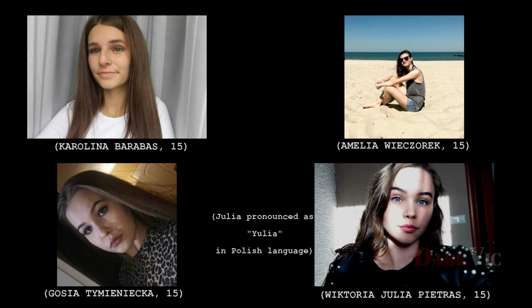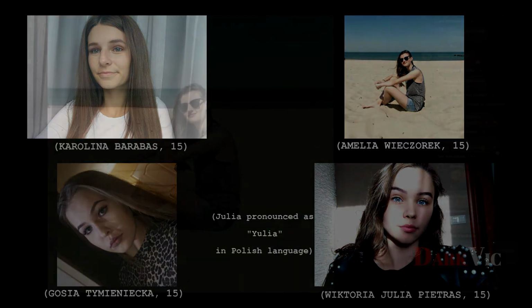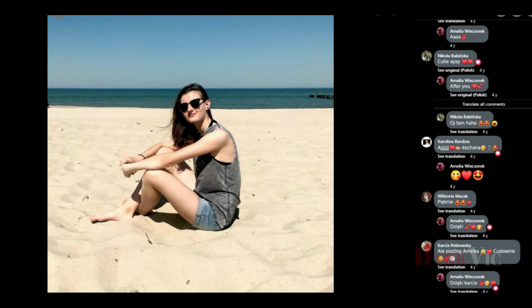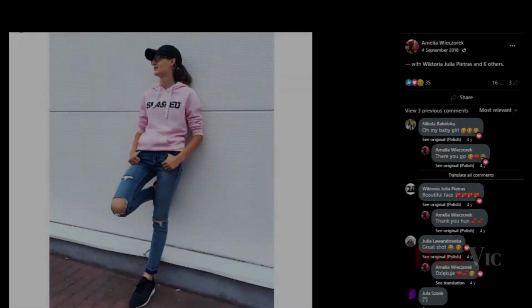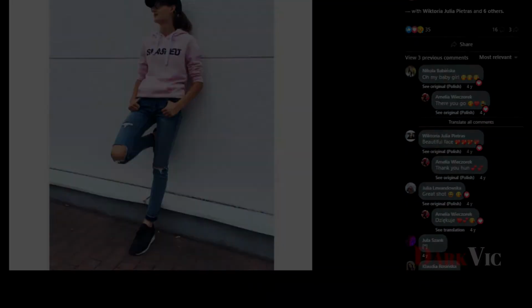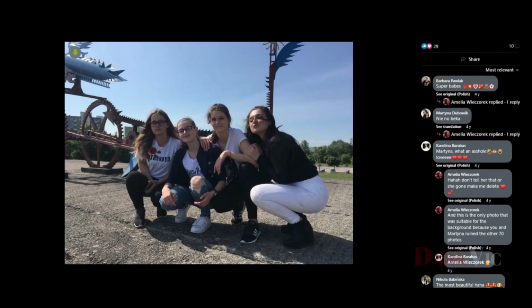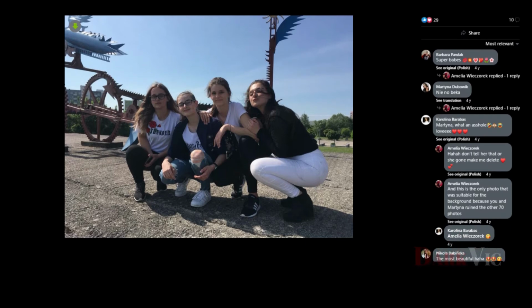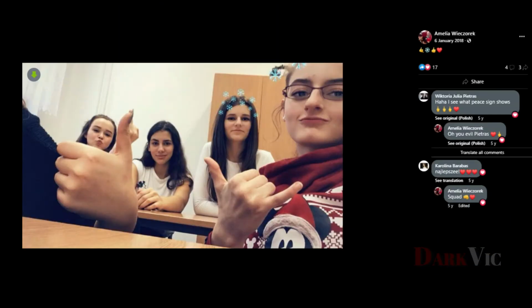To know how close they were, I had to dig into their Facebook pages, where I discovered that the group normally posed and tagged each other in multiple pictures on Facebook and with comments to appreciate and show love to one another. For example, in a post from Amelia, she would share a picture of them together, while the likes of Victoria and Carolina were always there to show support.